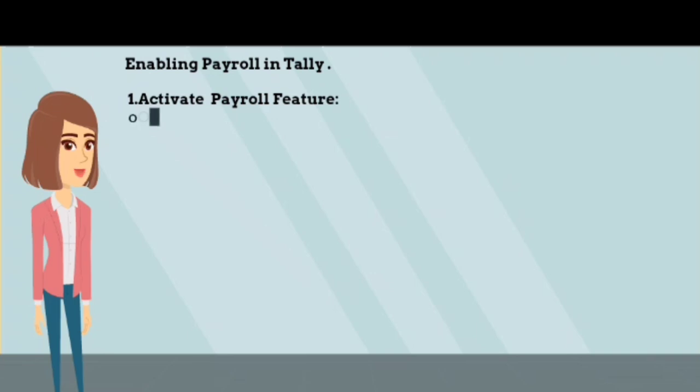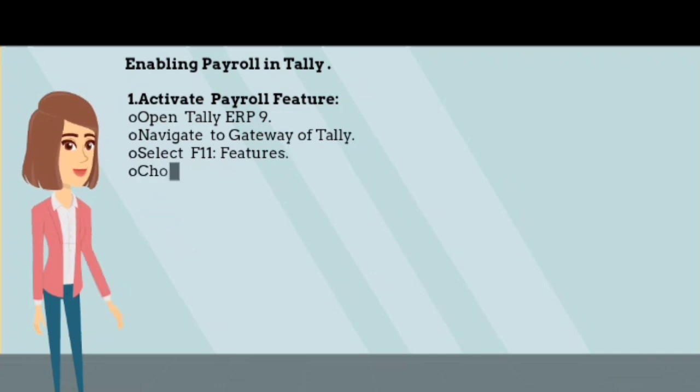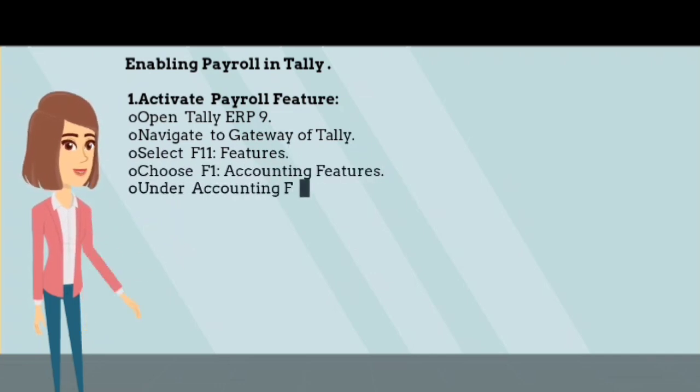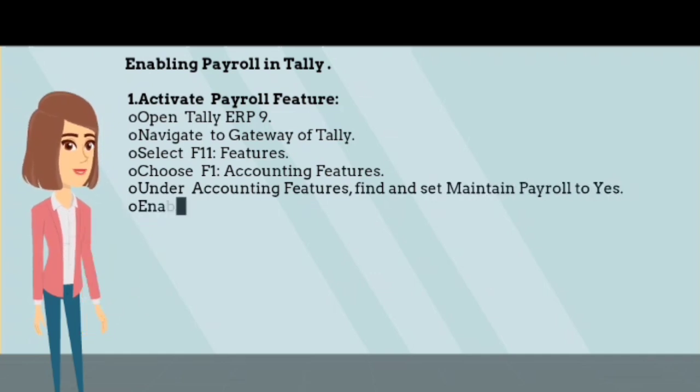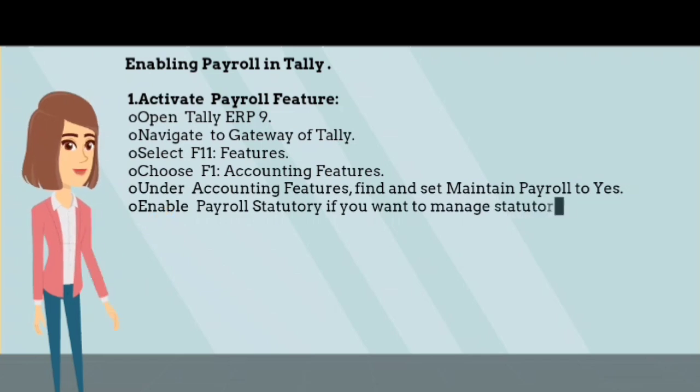Enabling payroll in Tally. 1. Activate payroll feature. Open Tally ERP9. Navigate to Gateway of Tally. Select F11, Features. Choose F1, Accounting Features. Under Accounting Features, find and set Maintain Payroll to Yes. Enable Payroll Statutory if you want to manage statutory compliance.